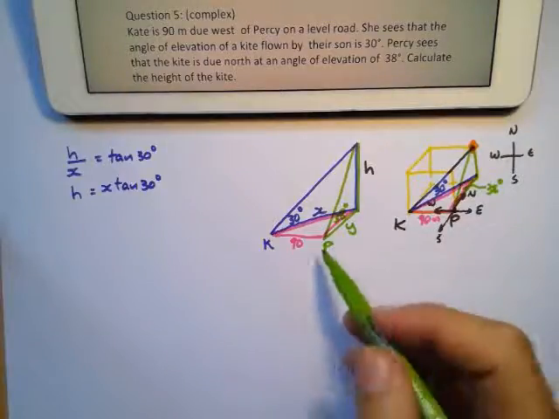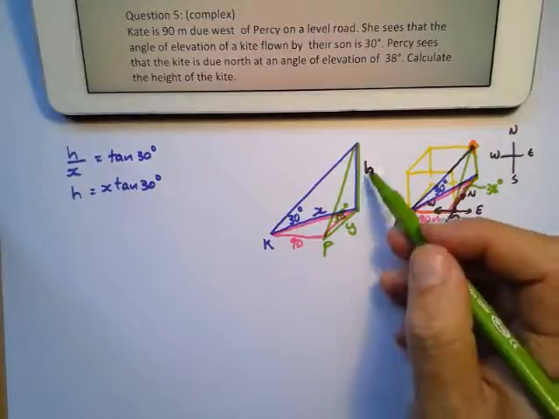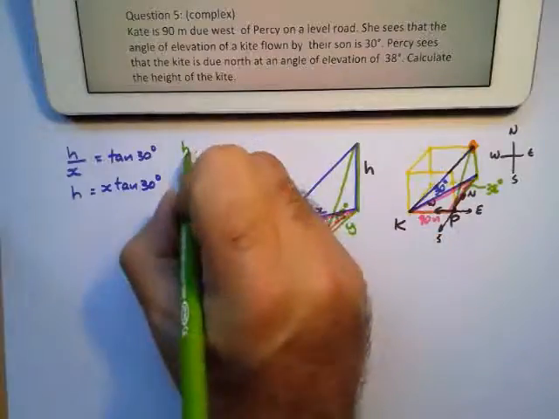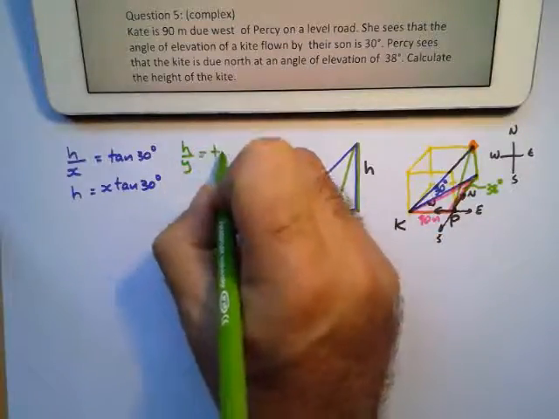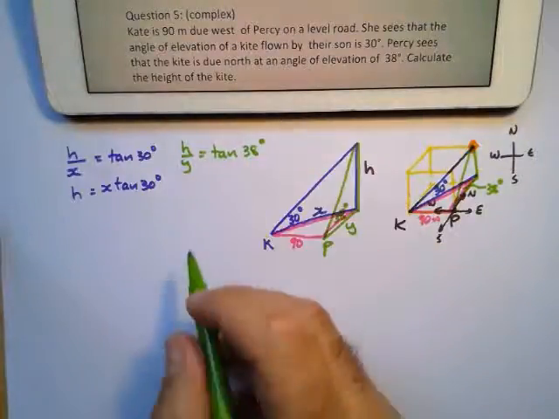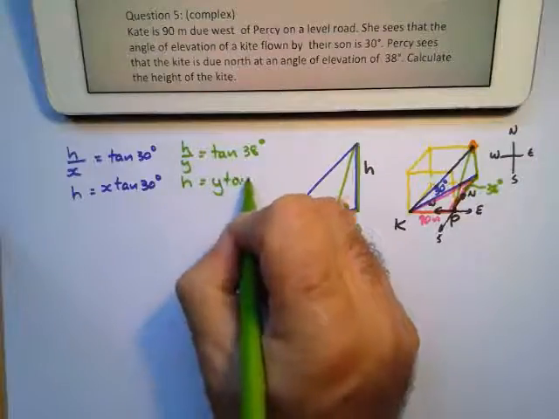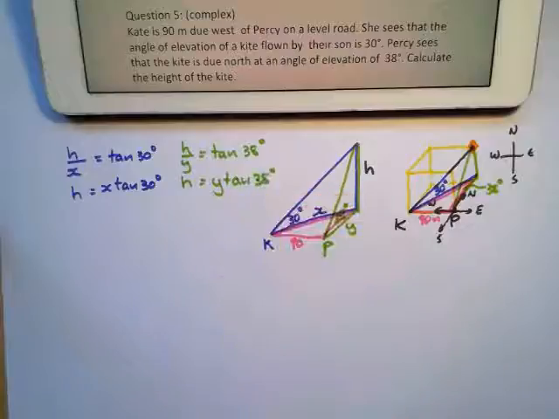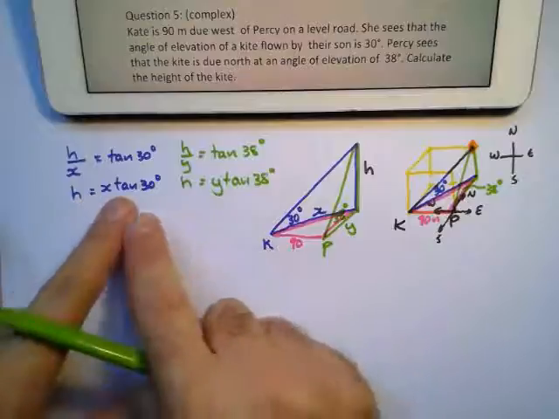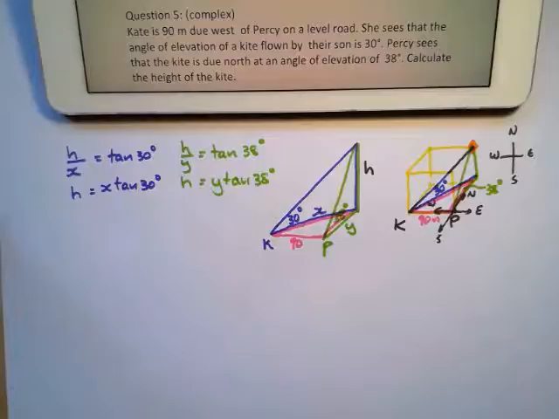In this green triangle, h over y is opposite over adjacent. H over y equals the tangent of, and that angle there is 38 degrees. If I rewrite it, I multiply by y, so h equals y tan 38 degrees. So, if h is the same for both of them, it means that x tan 30 must equal y tan 38. Because I know what I'm doing, I'm just going to swap the two.